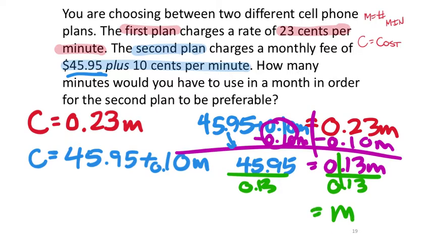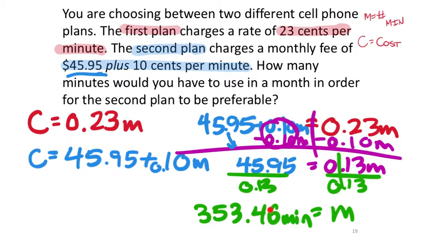Let's go to the calculator, which can do this much faster than I can by hand. I got a pretty ugly decimal, by the way, 353.46 minutes. Now, again, this is rounded, but this tells us when the plans are the same cost. But we want to know when the second plan will be, what did it say? The preferable. That indicates that it would be the cheaper of the two plans.